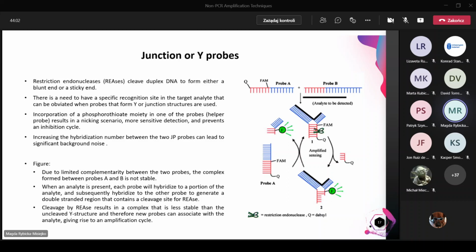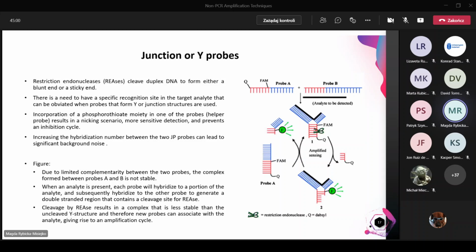In this Y probe, or junction probe, strategy, two probes that have limited complementarity, usually between 4 to 6 base pairs, do not bind to each other to an appreciable extent, but when an analyte that binds to the two probes in a juxtaposed manner is present, this Y structure is formed. If the segment of complementarity between the two probes contains a restriction endonuclease recognition site, then the formation of this Y structure would lead to restriction endonuclease cleavage, and the process can be repeated, leading to amplified sensing under isothermal conditions.